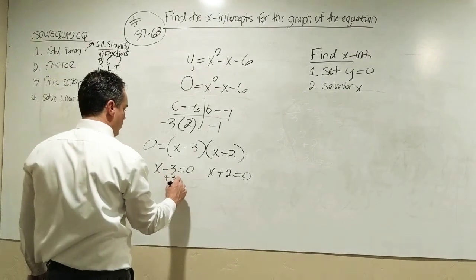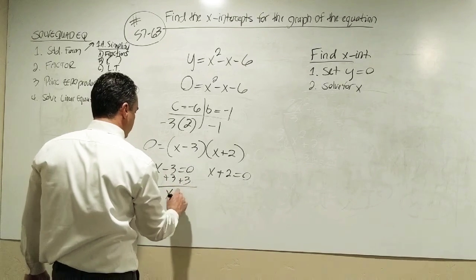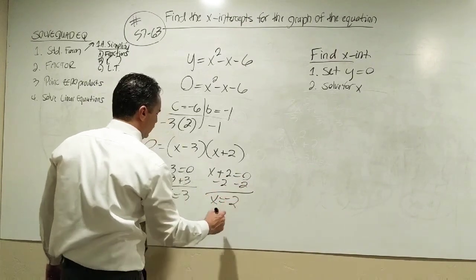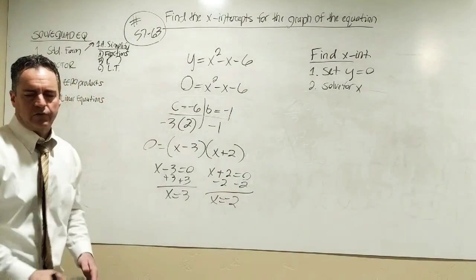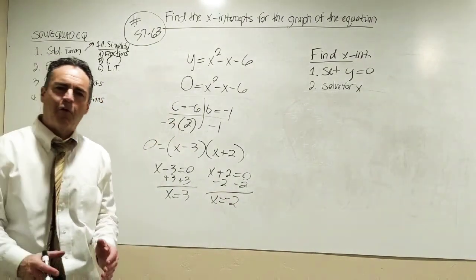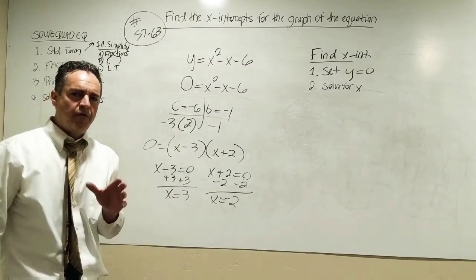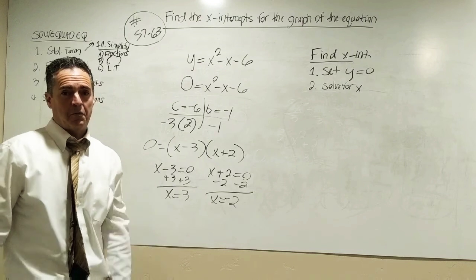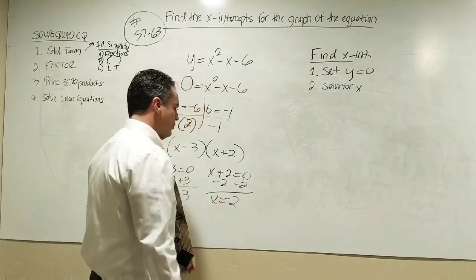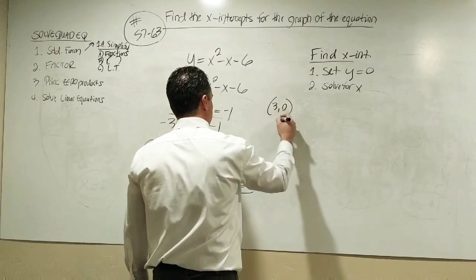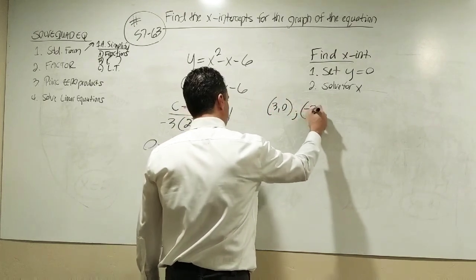We add 3, we add 3. We get x equals 3. We subtract 2, we subtract 2. We get x equals negative 2. And those are my x-intercepts. Because, as I stated before, folks, intercepts and solutions are the same. You never knew that before. It's kind of cool. But that's not how we write x-intercepts. We actually write them as 3, 0 and negative 2, 0.